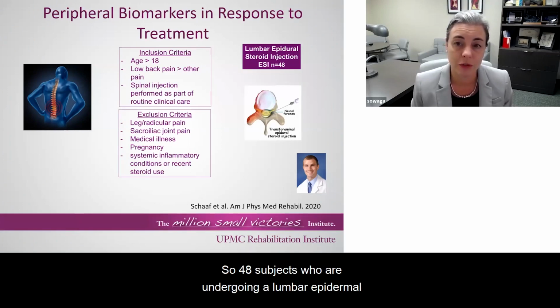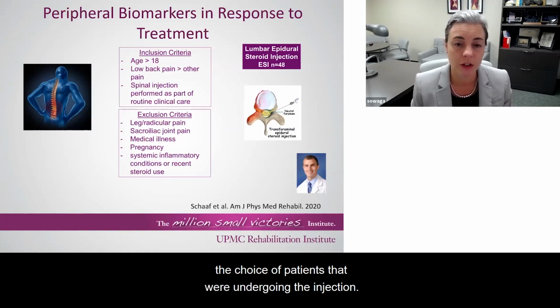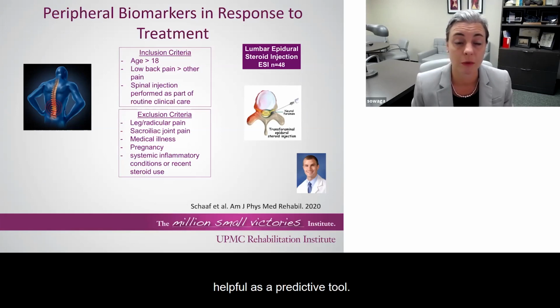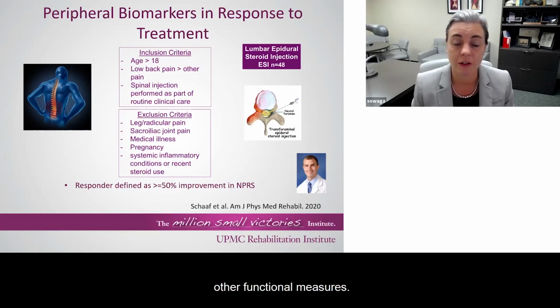So 48 subjects who were undergoing a lumbar epidural steroid injection. We purposely did not choose or influence the choice of patients that were undergoing the injection because, frankly, we wanted to see responders and non-responders in order to see if the biomarker was helpful as a predictive tool. We defined responders as an improvement in 50% or more in their numeric pain rating scale, and then we also examined that across other functional measures.